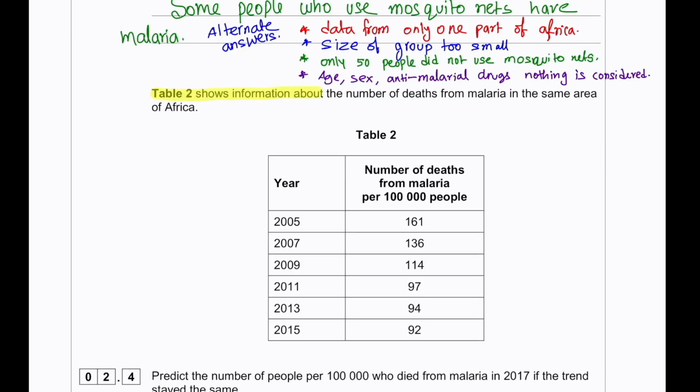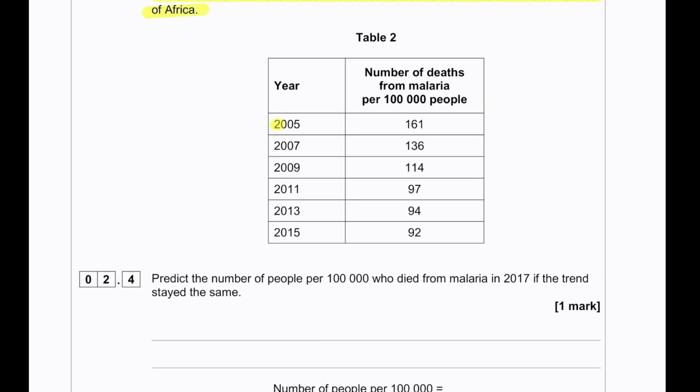Table 2 shows information about the number of deaths from malaria in the same area of Africa. In year 2005, the number of deaths from malaria per 100,000 people is 161. And in year 2015, the number of deaths from malaria per 100,000 people is 92.